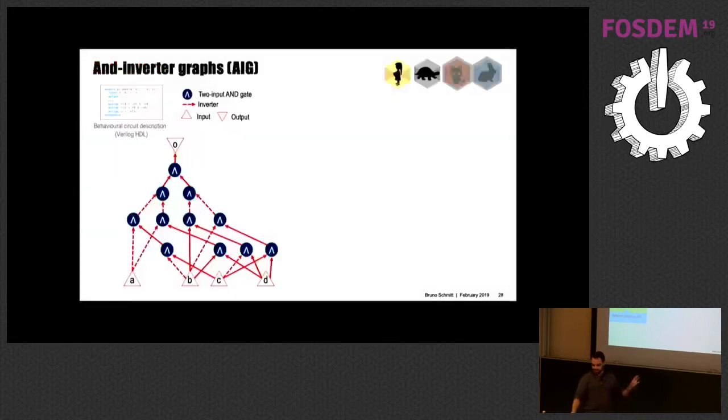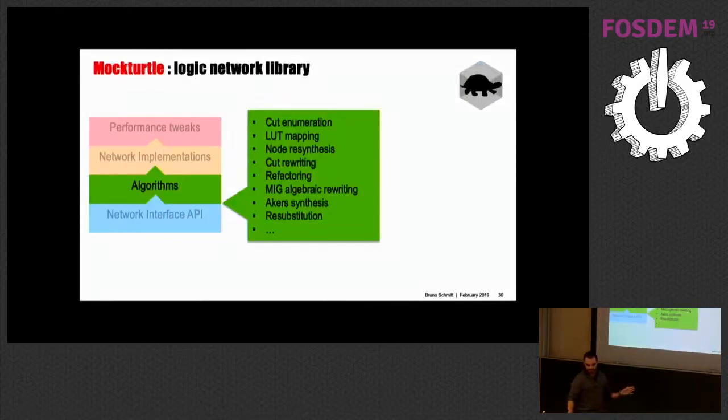So, okay, we have our inverter graph, and now what we want to do is map it. We have a bunch of algorithms: cut enumeration, LUT mapping, node resynthesis, cut rewriting, refactoring, a bunch of different algorithms.